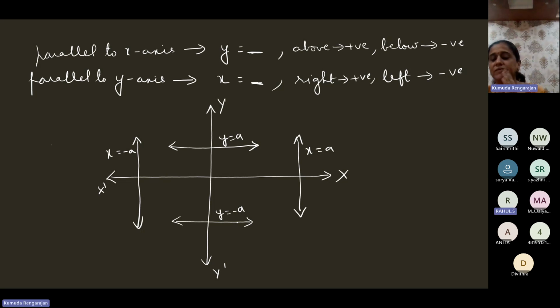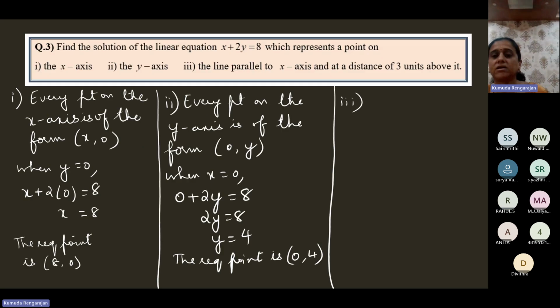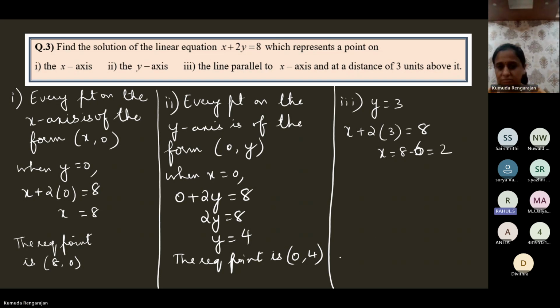Positive, yes, but it's above, so it's positive. So y is equal to 3. Correct. So when y is 3, x plus 2 into 3 is equal to 8. x is equal to 8 minus 6, right? 2. Correct. x is equal to 2.